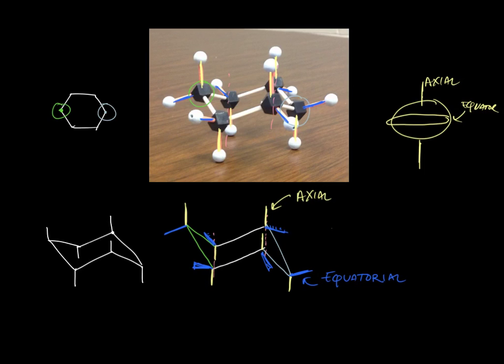To draw in our equatorials, let's start with the 3 carbons on the right, and they would all have equatorials that are sticking off and to the right. And then the 3 on the left would have an equatorial that is off and to the left. And that is how we draw our cyclohexane. So please practice that. We'll look at these in class, and I will see you soon.